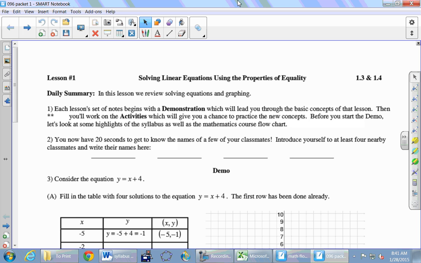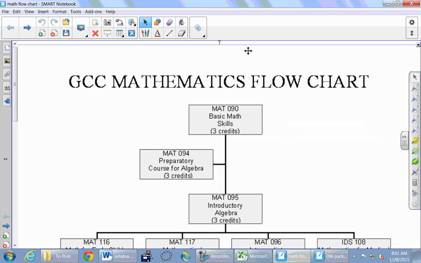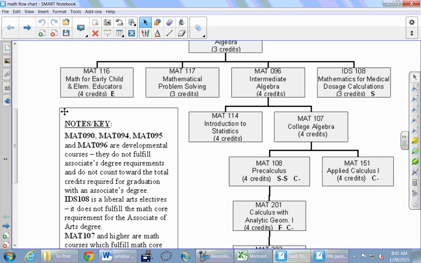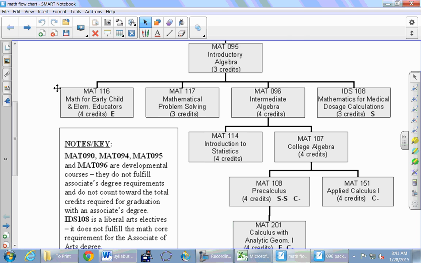But we do have a little bit of logistical stuff to talk about, so let's jump into this other thing, which you don't have a copy of. I'll just project it here. Here's our math flow chart, and at the moment, you are right here in Math 096, and that's great. I'm happy to be working with you this semester. But I want to be clear that this class does not satisfy the math requirement for any degree here at GCC. So does it satisfy a math requirement? No, it does not. But I will put yeses next to the ones that do.